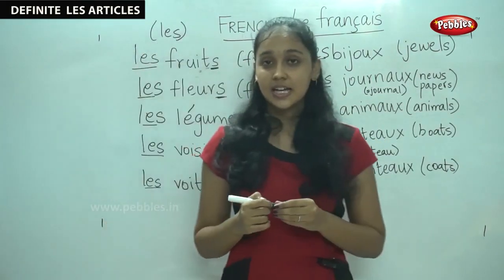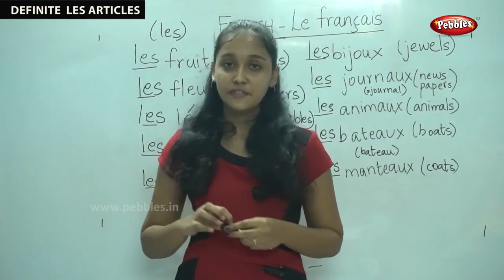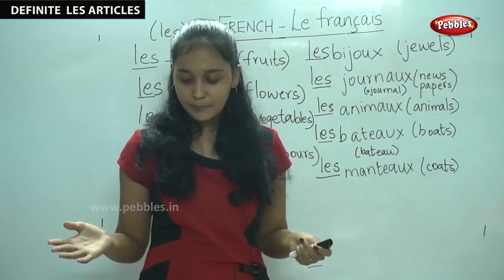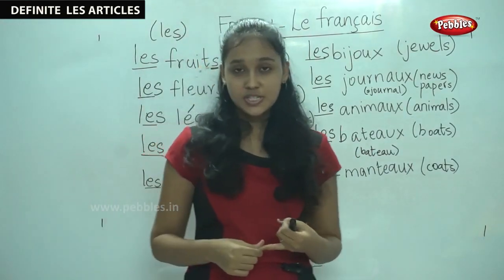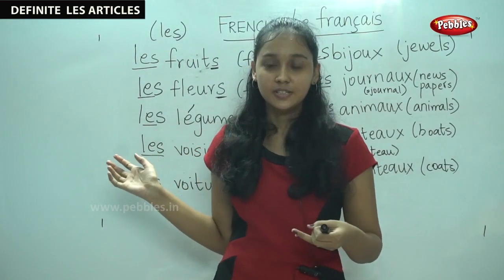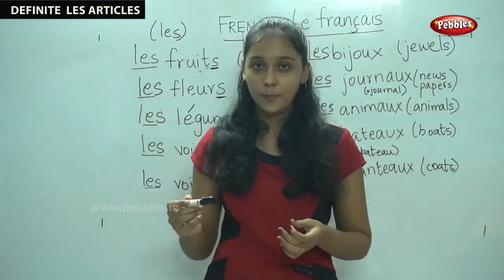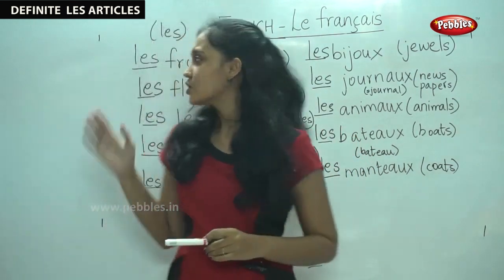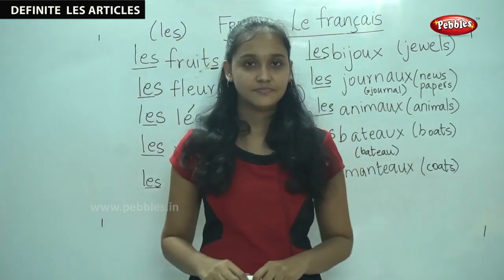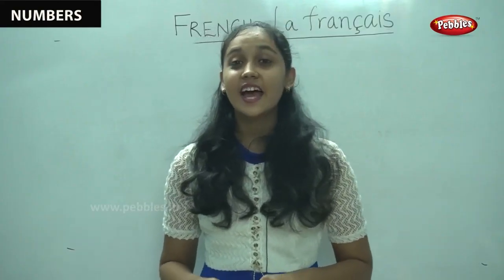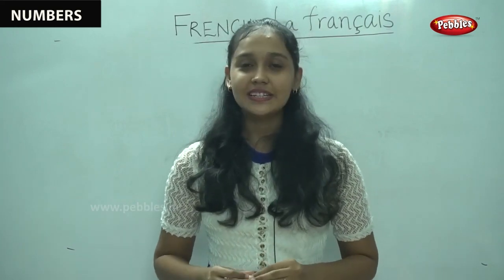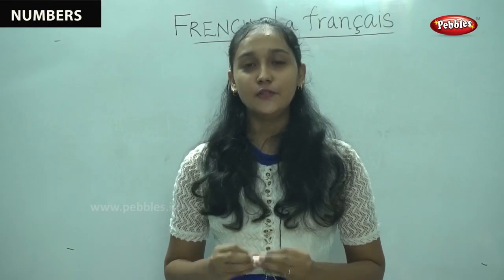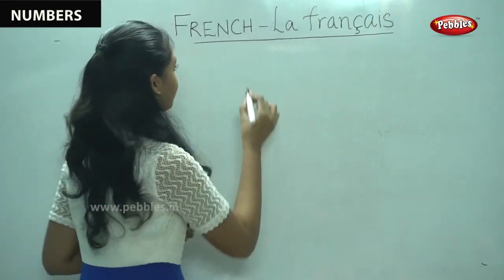Have you understood these? This is a summary of the definite articles. You can try to name the objects that you use every day. For example, as I told you before, your books, la gomme, the rubber. If it is in the plural form, les gommes. So I hope you are not getting confused. If you are confused, just go over it once again. It will be clear. Now, let us learn numbers. Today, we will learn how to pronounce numbers from 0 to 10 in French. So let us begin.